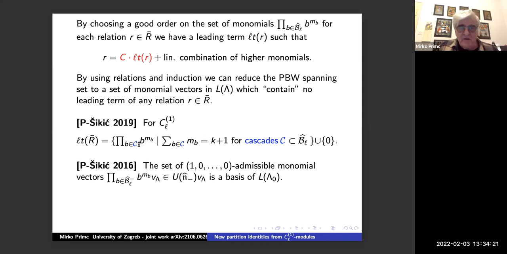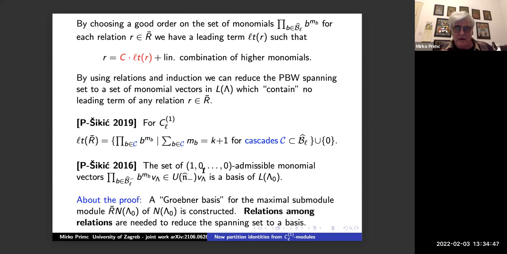The second theorem that is related to our conjecture from the representation theory is that the set of 1, 0, 0 admissible monomial vectors is the basis of the standard module L of lambda naught, but for all symplectic Lie algebras.